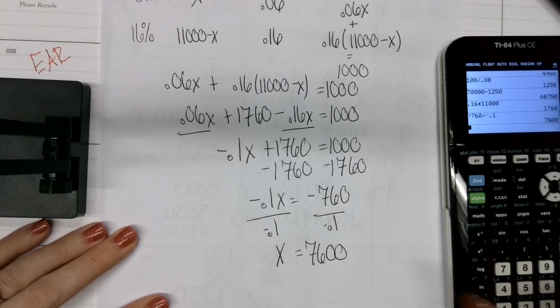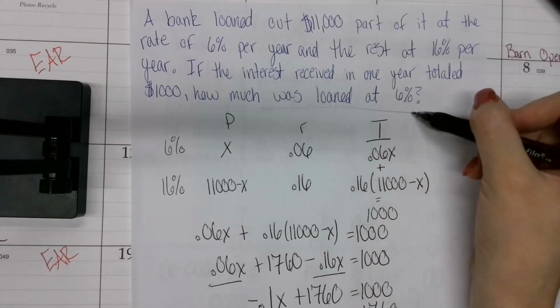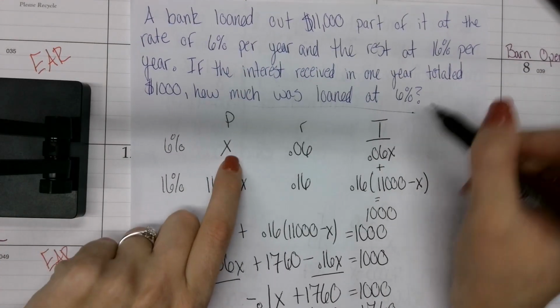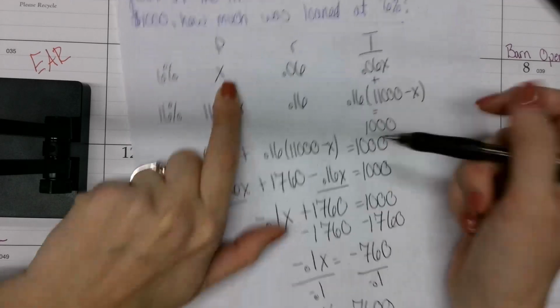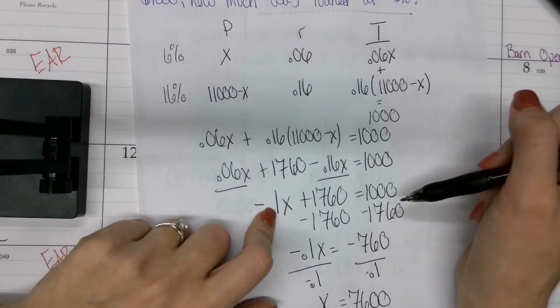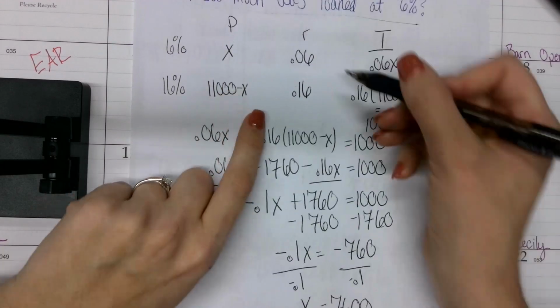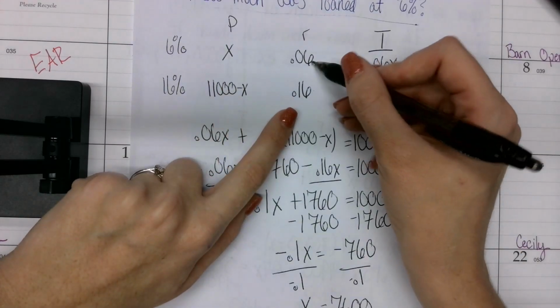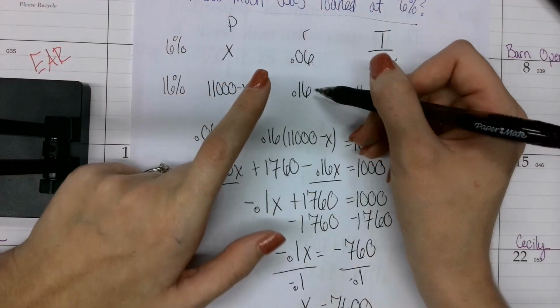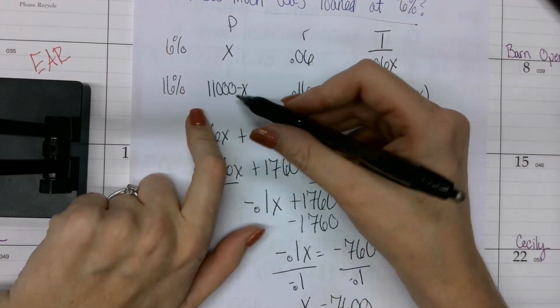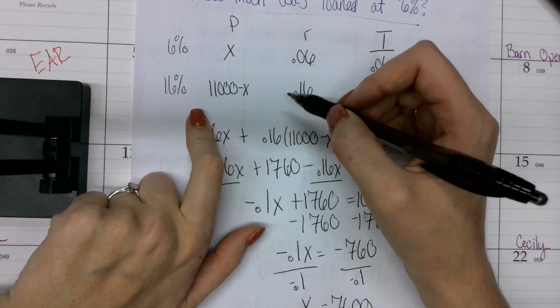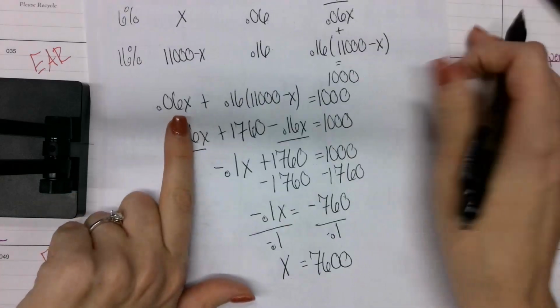Now, when I made out my table, I knew they were asking for how much was loaned out at 6%, so I made sure my X was at 6%. This did cause me to have the negatives down here, but now my answer is 7,600. If you had your bigger number here and they're asking for whatever your smaller one was, you're going to have to do 11,000 subtract it. But that should help you solve that.